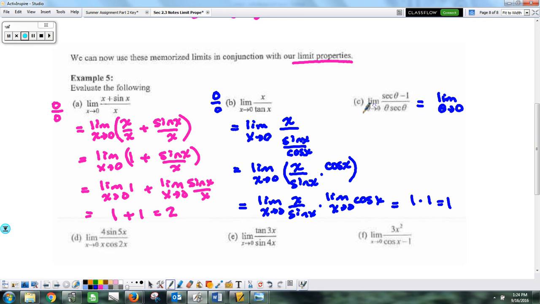So 1 minus 1 is going to give me a 0 on the top. And here, let me change color just so we can tell the difference between these. And when I plug it into the bottom, 0 times 1 is going to give me 0. So I do have the 0 over 0, do more work.